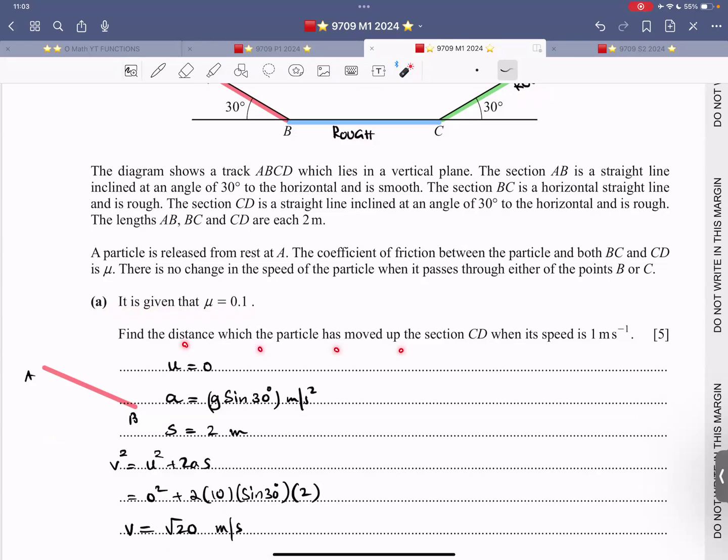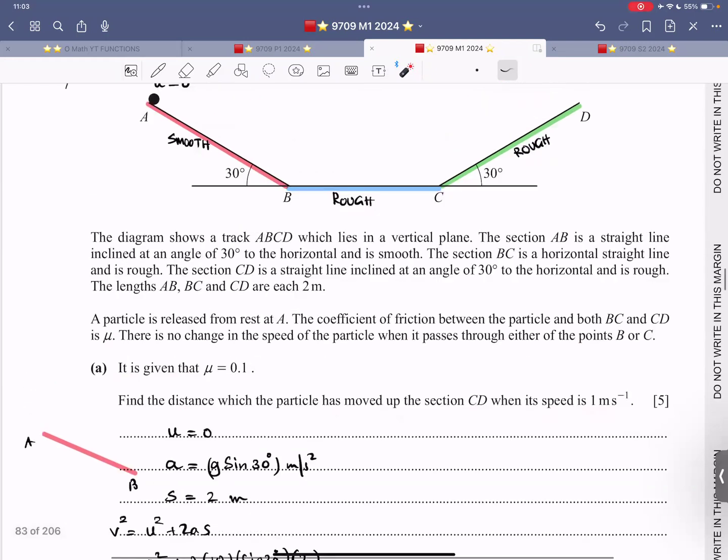Find the distance when the particle has moved up the section CD when its speed is 1 meter per second. That means if it's moved up over here till 1 meter per second, what are they asking? The distance which the particle has moved up the section. So how much is this distance?